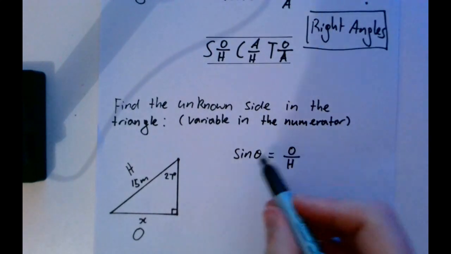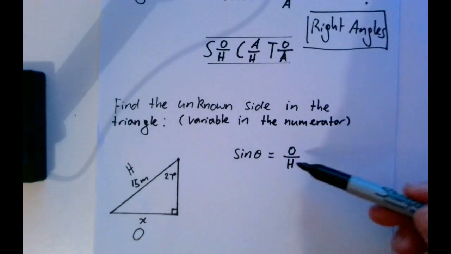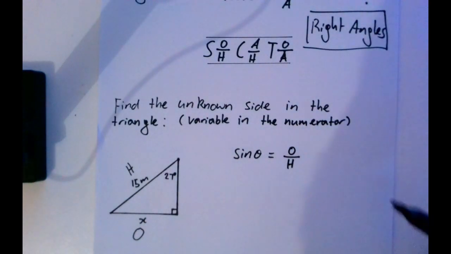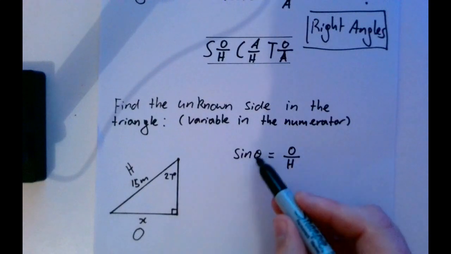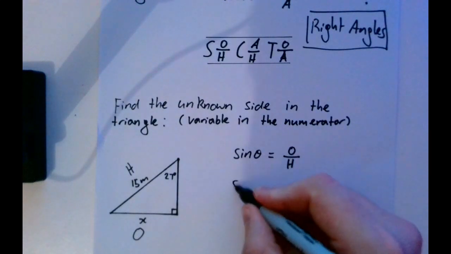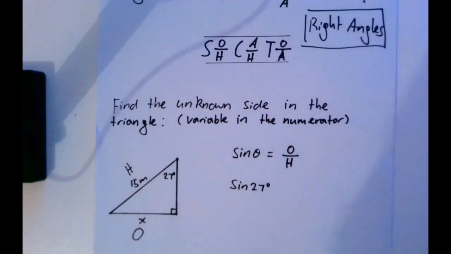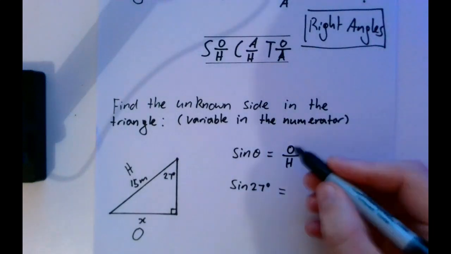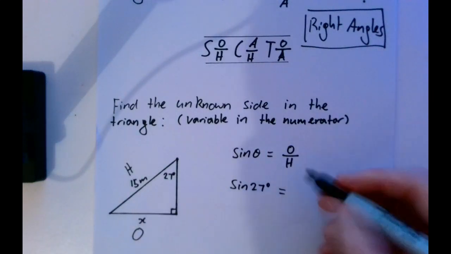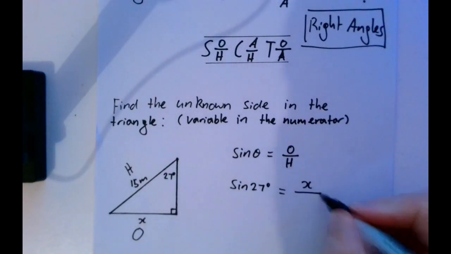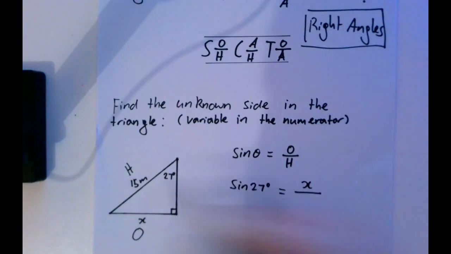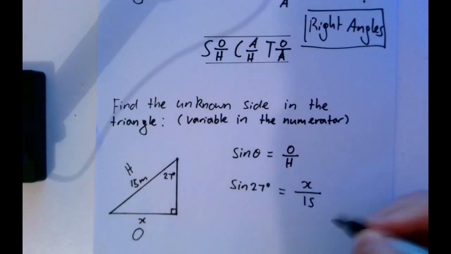Now we're going to take this equation and try and fill in some of the information. We know our theta here, in this particular case, would be 27 degrees. Theta, when we're talking about it in trigonometry, just means our angle. And that's going to be equal to our opposite side, which over here is x. We don't know what that is yet, over our hypotenuse, which is 15 meters.